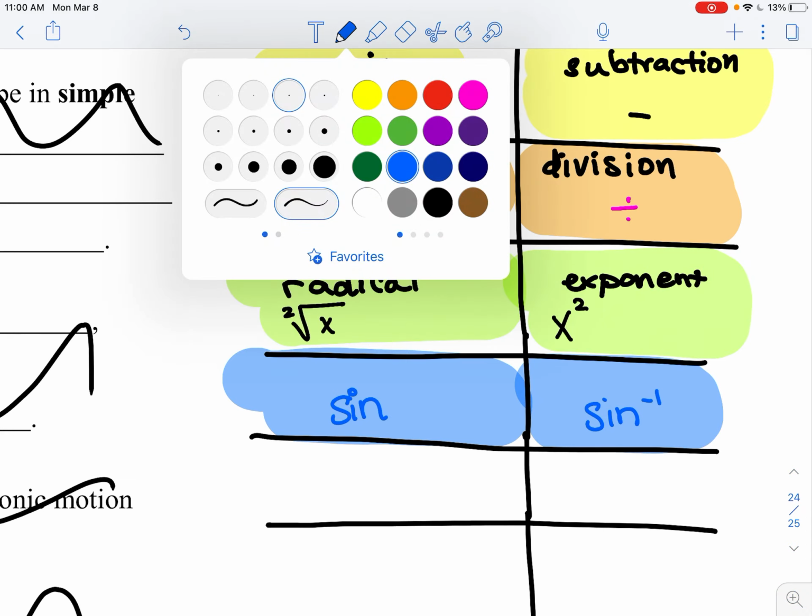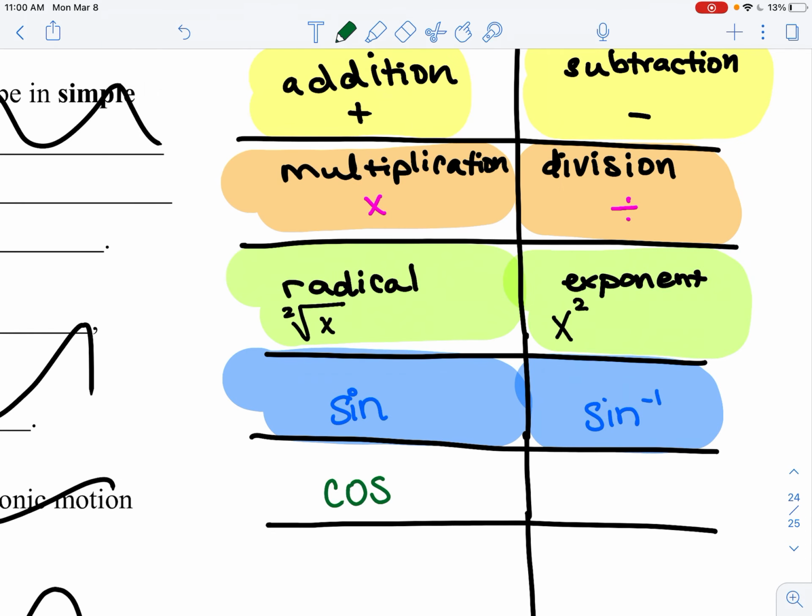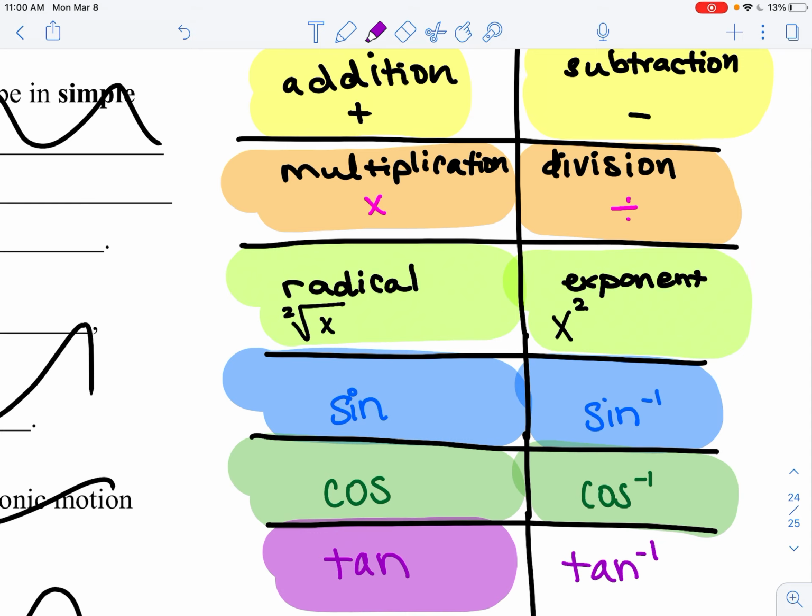The other one that's an opposite, you might already guess this, is that the opposite of the operation of cosine, which finds the ratio of an angle, is the inverse cosine, which finds the angle for you. So again, cosine finds the ratio, inverse cosine finds the angle. And lastly, tangent has an opposite operation of inverse tangent. Tangent is going to find the ratio of the angle, and inverse tangent is going to find the angle.